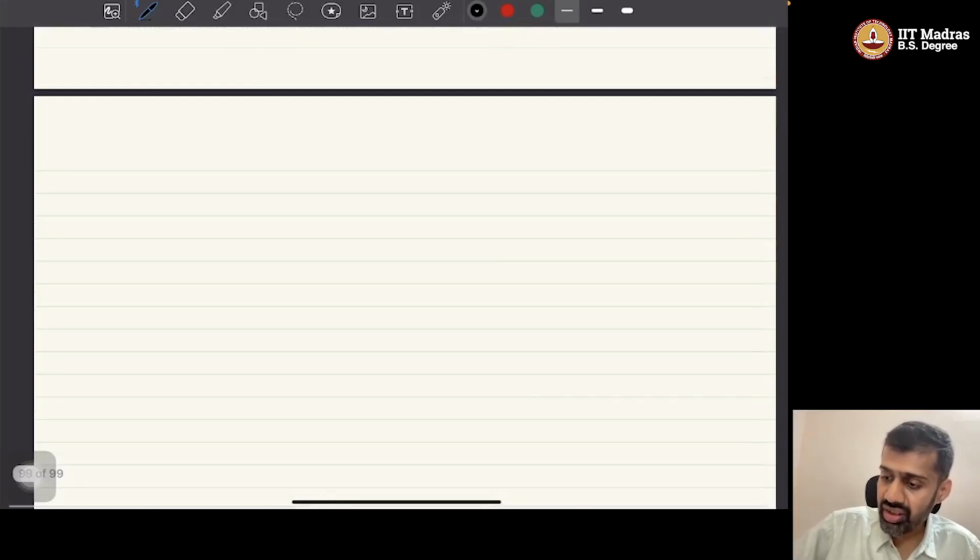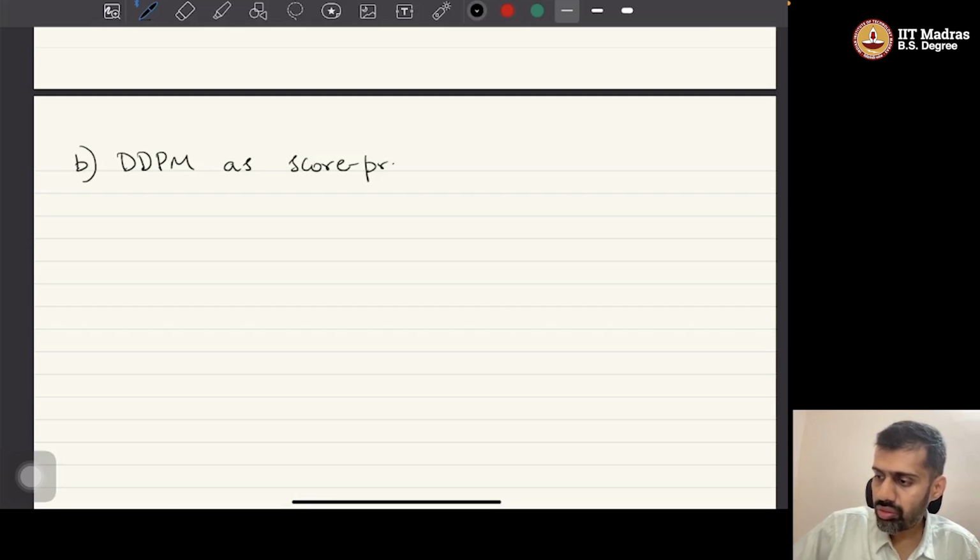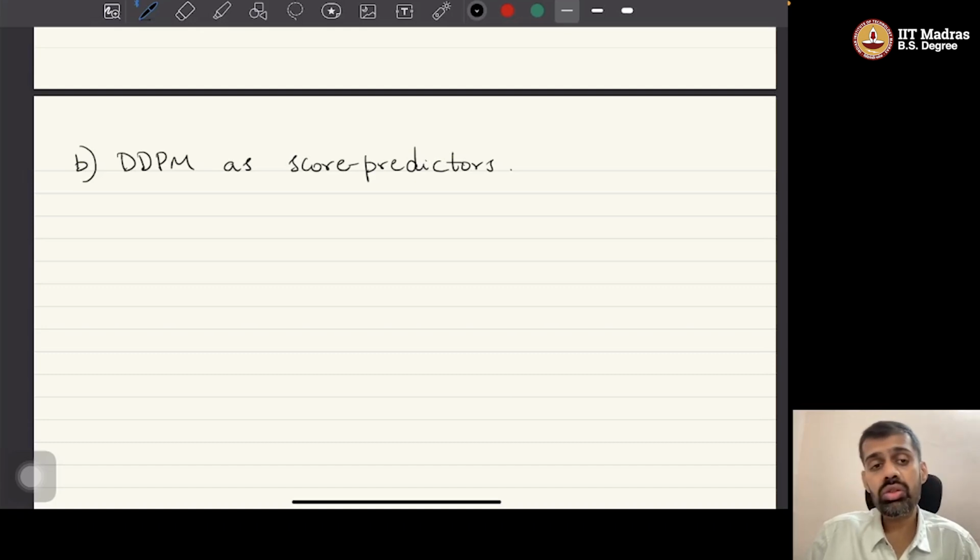The other interpretation that we will see now, which is actually very useful for the task of conditional generation, is DDPM as score predictors. This interpretation also has a very strong relationship with what are called score-based models. So we'll see what that is.